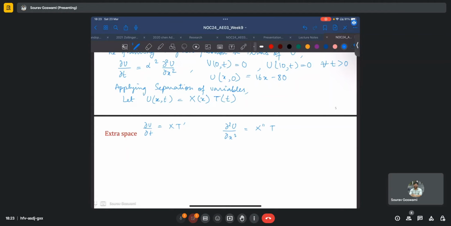And if you put this back into the original equation, ∂U/∂t equals α² ∂²U/∂x² implies XT prime equals α² X double prime T, which implies that X double prime by X equals T prime by α² T equals minus λ. The negative sign is chosen by convention, and λ is the separation constant.